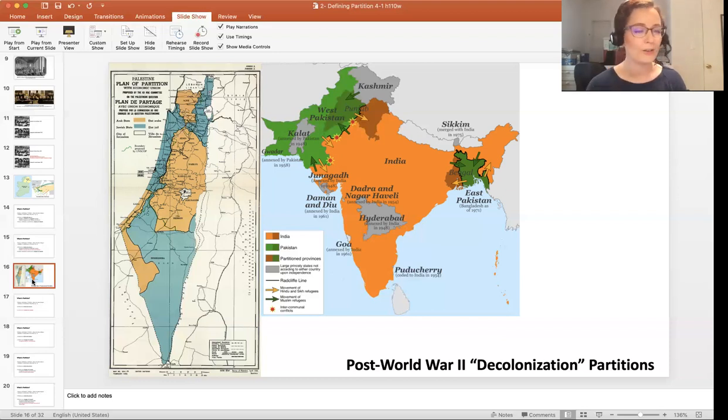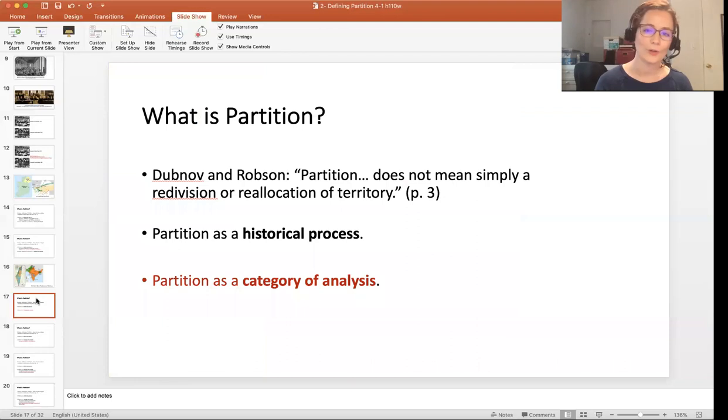We see ethnic cleansing in both places. We see the mass displacement of refugees, almost 1 million in Palestine and almost 8 million in British India, across the new border lines that are instituted at this time. We'll read more on both of these cases. This is just to give you a sense of what's happening in this second phase. So that is partition as a historical process.